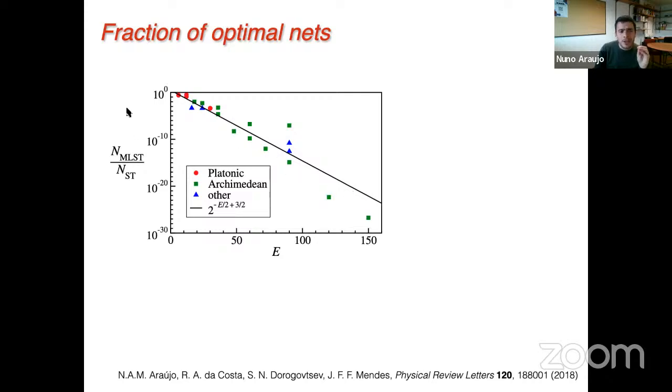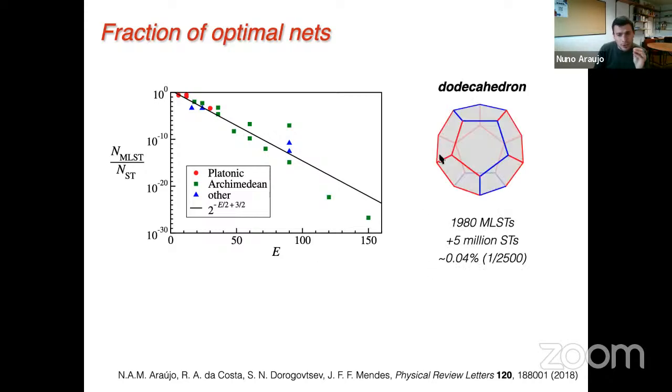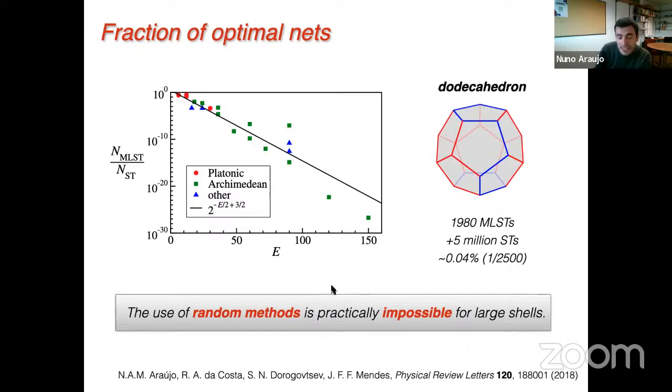And you clearly see an exponential decay, meaning that the probability that you would find those optimal configurations using random methods decreases exponentially with the size of the polyhedron. And therefore, you really need deterministic methods like the ones we are proposing. Just to have an idea, if you take the dodecahedron, it has of the order of 2,000 maximum leaf spanning trees out of 5 million spanning trees. It means that if you just look for them at random by generating a net and counting the number of vertices, you will find one optimal out of each 2,500 samples. So your success rate is of the order of 0.04%. So you can completely forget random methods, and you really need to find a deterministic way like the one we are proposing here.